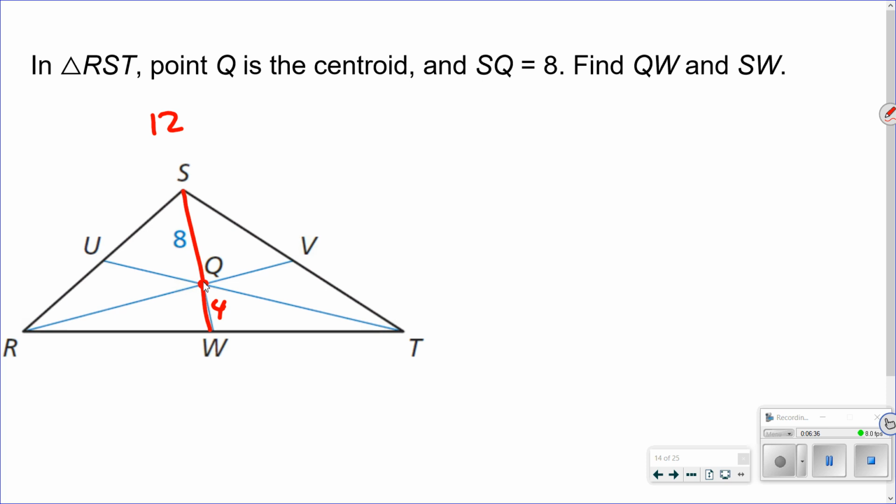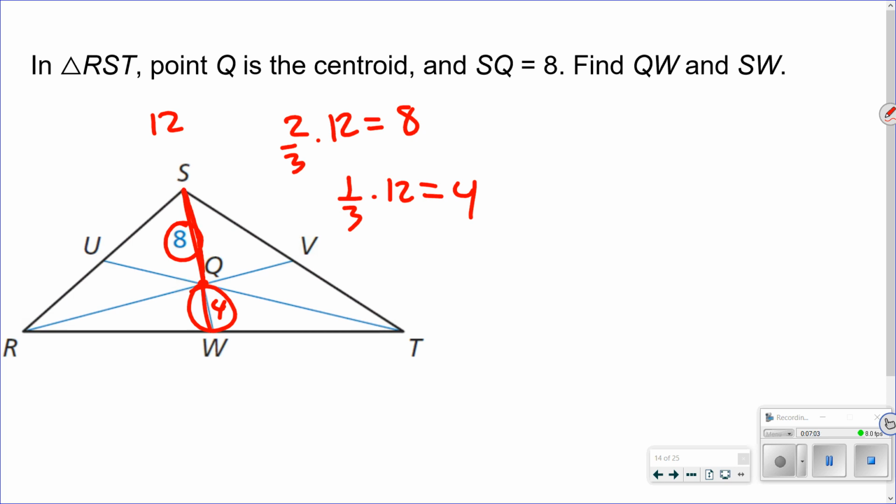So just notice, right? 8 is 2/3 of 12. 2 times 12 is 24, divided by 3 is 8. 1/3 of 12, right? 1 times 12 is 12, divided by 3 is 4. So this is 1/3 of the whole piece, that is 2/3 of the whole piece. But the easiest way to think about it is, if I have the long segment, I cut it in half to find the short segment. If I have the short segment, I can double it to find the long segment, and then I can just add them together to find the entire thing.